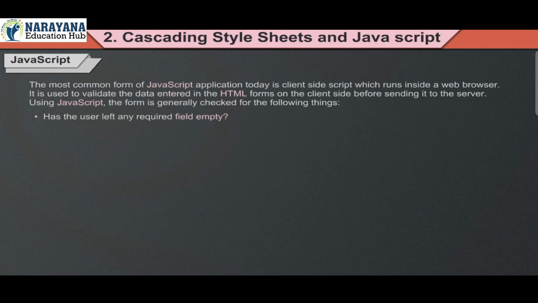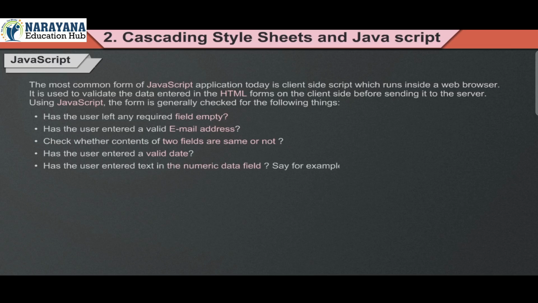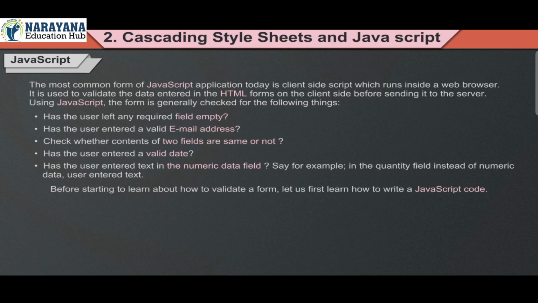Has the user left any required field empty? Has the user entered a valid email address? Check whether contents of two fields are same or not. Has the user entered a valid date? Has the user entered text in the numeric data field? Say for example, in the quantity field instead of numeric data, user entered text. Before starting to learn about how to validate a form, let us first learn how to write a JavaScript code.